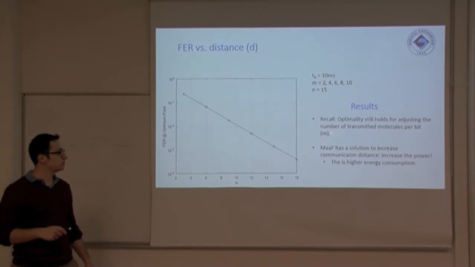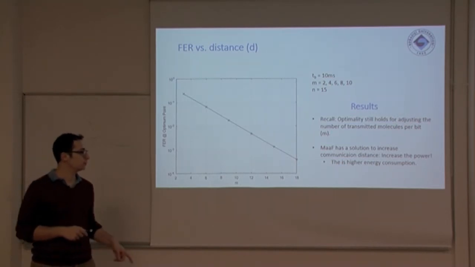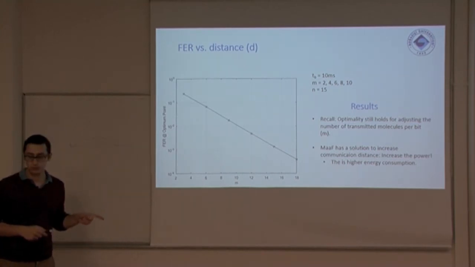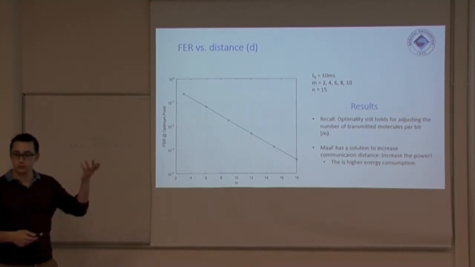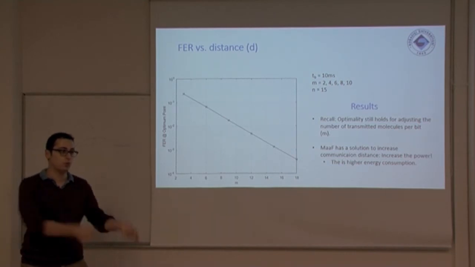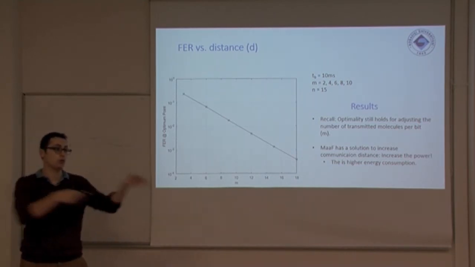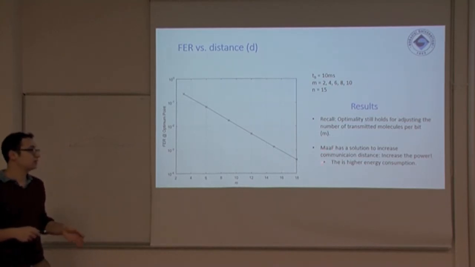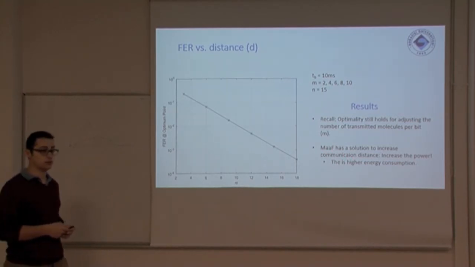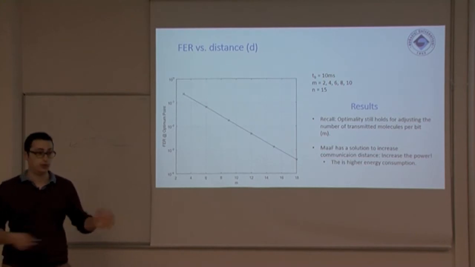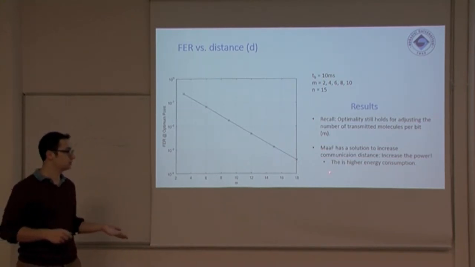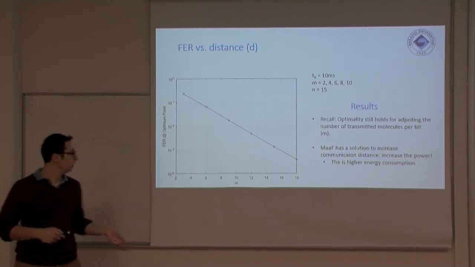But the best part is actually, because of the fact that optimality still holds, a molecule as a frame still has a solution. Of course, it's not ideal. We need to transmit more frame replicas to ensure more of them reach the receiver. But we actually have a solution to increase communication distance. We can simply increase the power, if we have the budget, of course. We can simply increase the power. Of course, this results in a higher energy consumption.